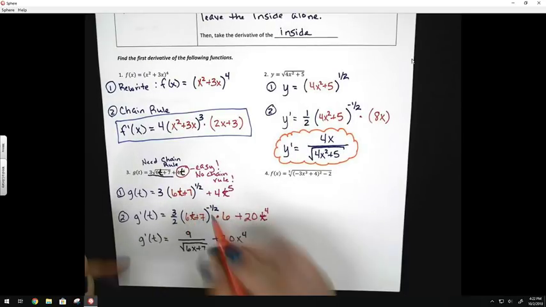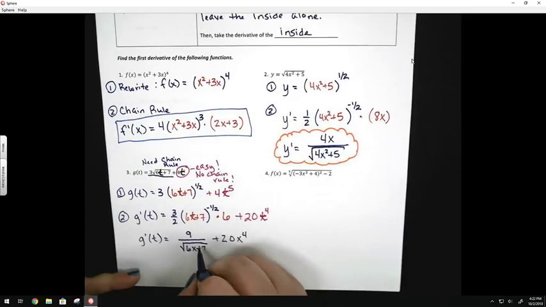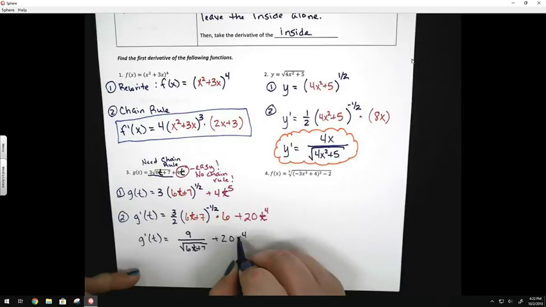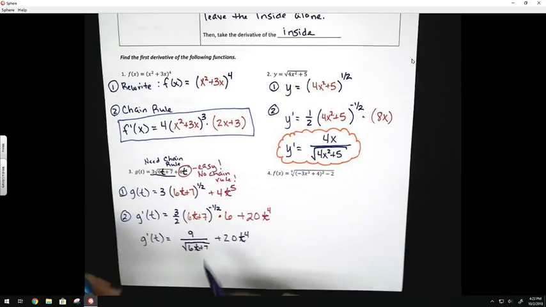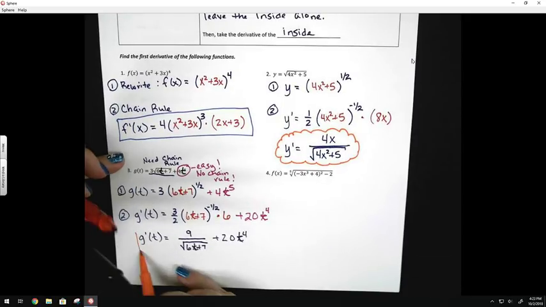Because we said our function is g of t, which means our function needs to be in terms of t. So that should be 9 over the square root of 6t plus 7 plus 20t to the 4th. And that is our final answer for that one.